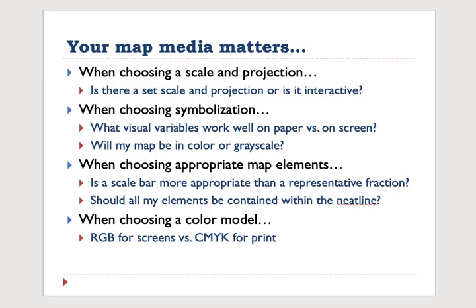So your map media matters when choosing a scale and projection. Is there a set scale and projection, or is it interactive? When choosing symbolization, what visual variables work well on paper versus on screen? Will my map be in color or grayscale? When choosing appropriate map elements, is a scale bar more appropriate than a representative fraction? And should all my elements be contained within the neat line? And when choosing a color model, RGB for screens versus CMYK for print.